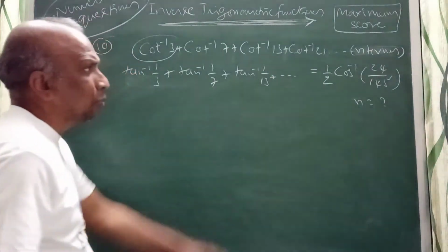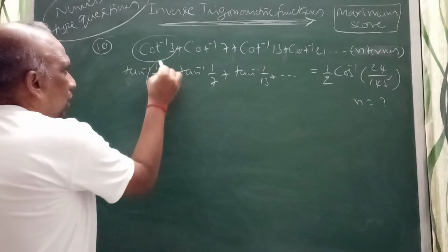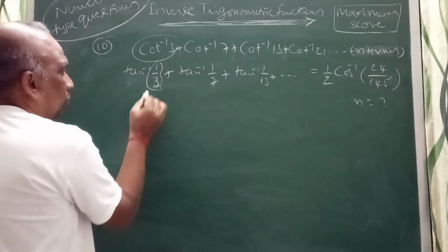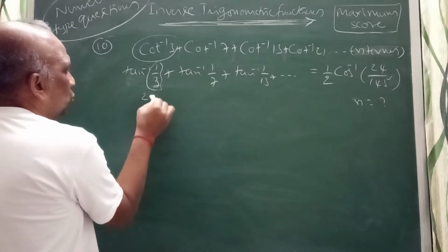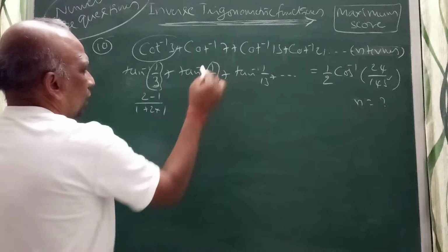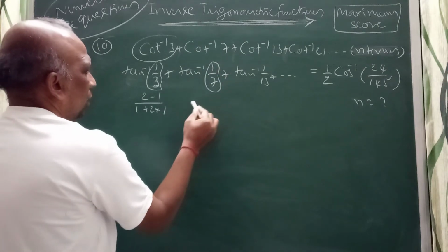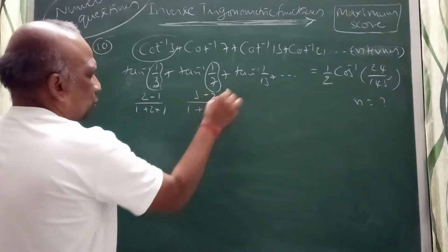So what I will do now, after n terms, let it be n terms. With this 1 by 13, this is the logic, I can write it as 1 by 1 plus 2 into 1. Always you can think of this as 2 minus 1 by 1 plus 2 into 1. This 1 by 7, I can write as 1 plus 3 into 2, that is 3 minus 2.